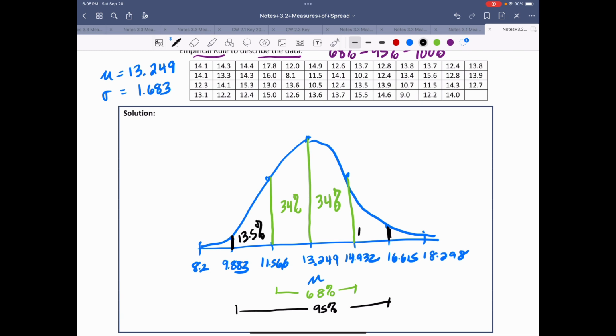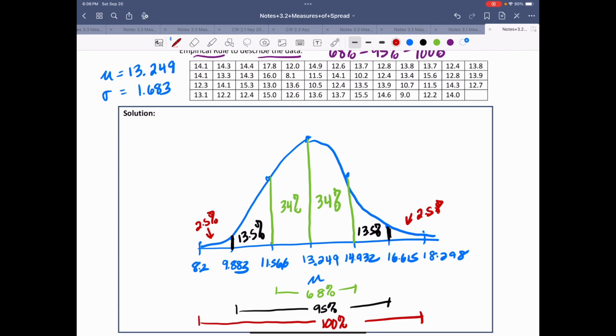Once you know how to do it, you could just copy it off of something. And the last one is going to be 100. And all of these are approximately. And I do 100 minus 95 is 5, and I split it: 2.5%, and 2.5%.